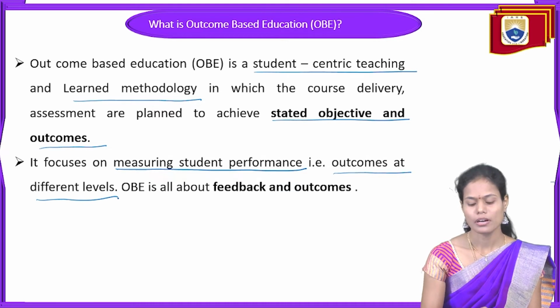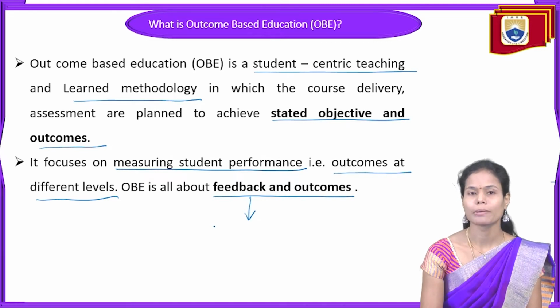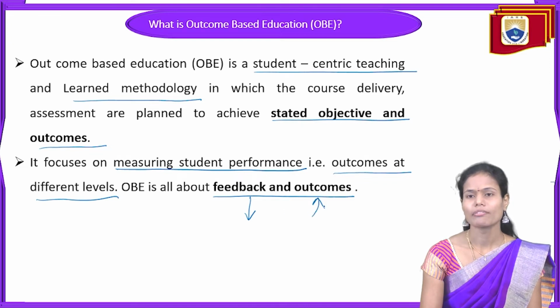OBE is all about feedback and outcomes. As I have already mentioned, we take feedback from all the stakeholders, parents, entrepreneurs, and others. To achieve our required outcomes, we do some assessments, carry out some processes, and give some procedures to achieve these outcomes.